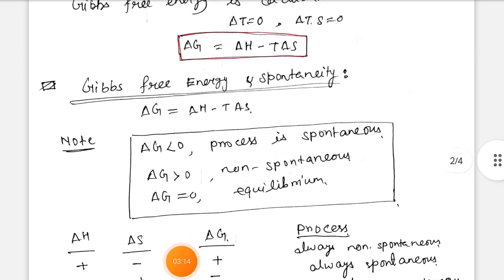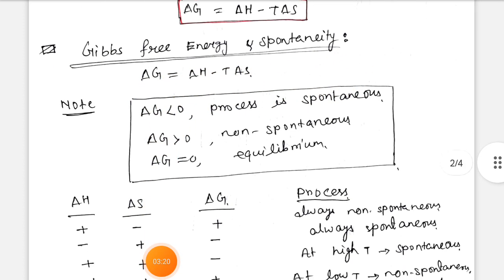Next, Gibbs free energy and spontaneity of the reaction. From this equation, delta G is equal to delta H minus T delta S, we can conclude the following, which is very important from the exam point of view. Delta G less than 0, the process is spontaneous. Delta G greater than 0, that is a non-spontaneous process. And if delta G is equal to 0, then it is equilibrium.